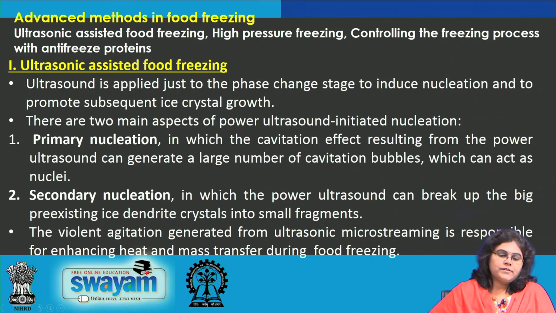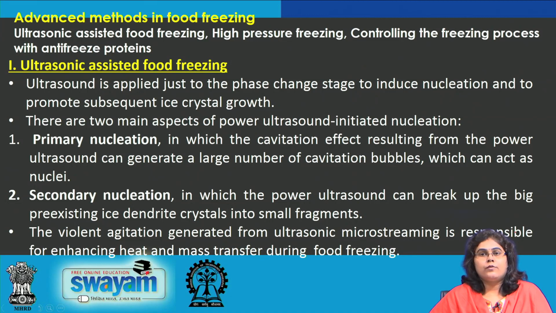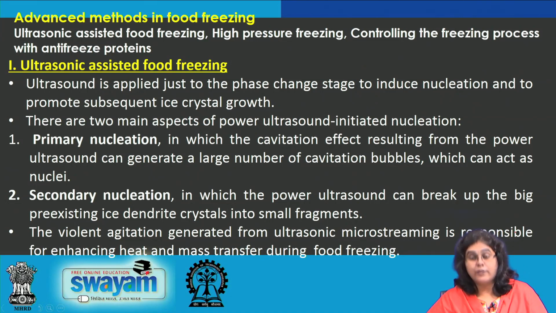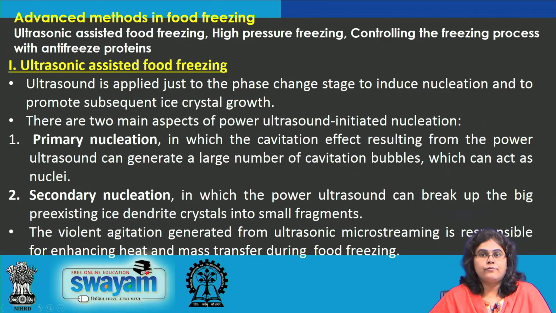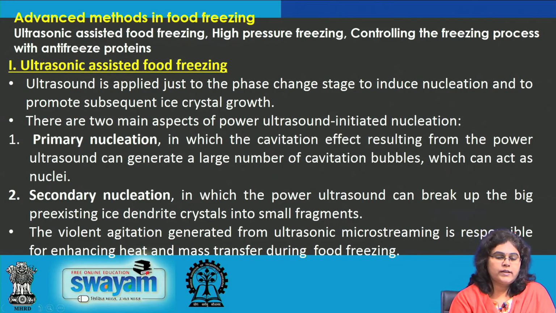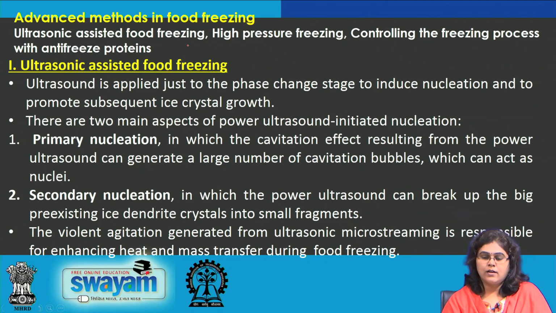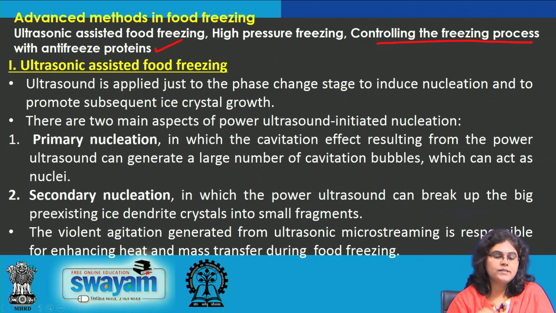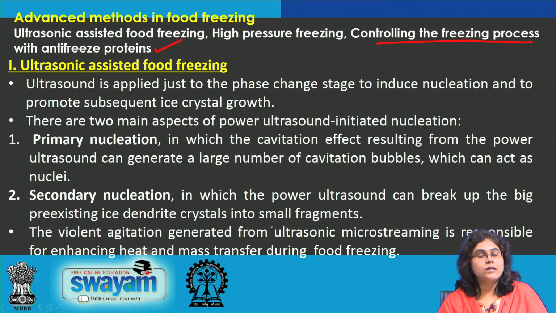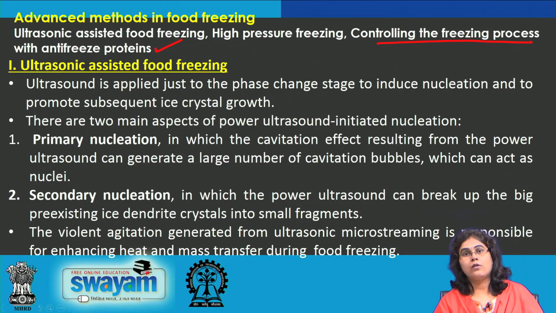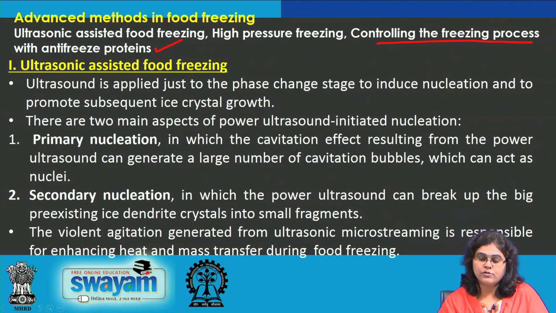Now, coming to some advanced methods in food freezing. Here we can see there are some advanced technologies for achieving faster freezing rate, which employ ultrasonic assisted food freezing, high pressure freezing, and there are certain procedures for controlling the freezing process with antifreeze proteins. Now, in ultrasonic assisted food freezing, basically ultrasound is applied just at the phase change stage. During the phase change stage, the ultrasound is employed in order to induce the nucleation process and to promote the subsequent ice crystal growth.